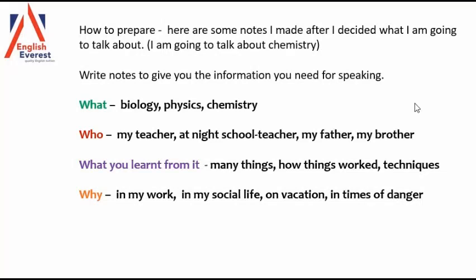So here we've got the main sciences, biology, physics and chemistry. There are others, but these are the main three. Who taught you? Teacher. I learnt at night school. My father taught me. My brother taught me. That can be whoever you want, but generally we learn these things from teachers. What you learnt from it? Many things. Then you can say some of the things you learnt. I learnt how things worked. Machines, chemicals, whatever. I learned lots of different techniques. So you don't need to go into depth about this, but you need to provide an answer.